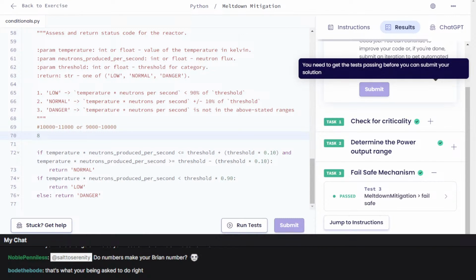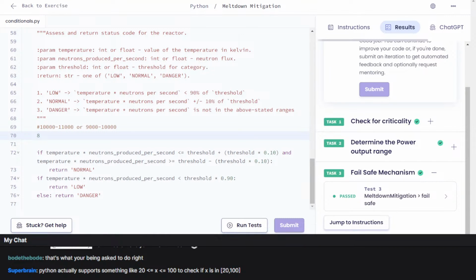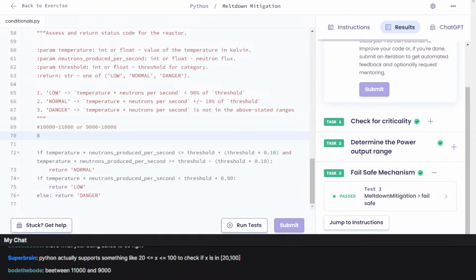Bodepi Bode says that's what you're being asked to do, right? Oh, that's kind of cool. Superbrain says between 9,000 and 11,000. I didn't know it supports that kind of syntax. That's a cool one. Okay, between... Yeah, 9... Oh, okay, seeing the numbers is helping out a lot. If it's between 9,000 and 11,000, you're right.